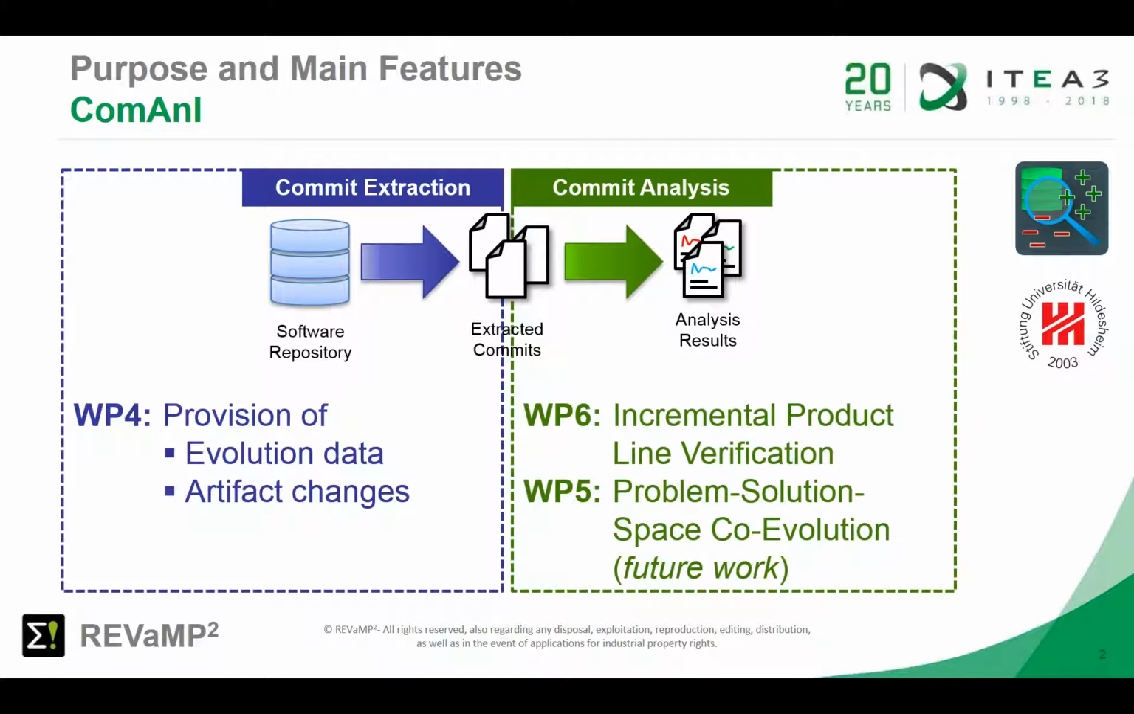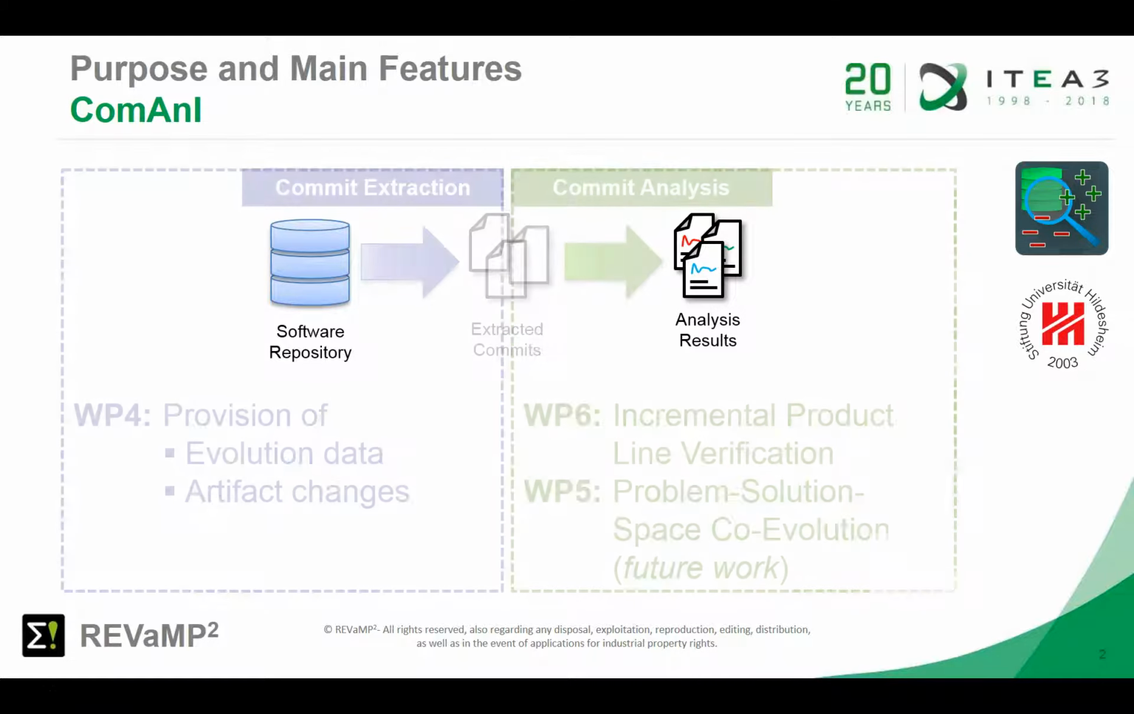The commit analysis part is more a subject to other work packages, like Work Package 6, where we use this infrastructure as part of our incremental product line verification approach to detect artifact changes and their impact, and to reduce verification effort by reducing analysis to artifacts affected by those changes. Further, we plan to use a similar change identification in Work Package 5 to detect divergences between artifacts of the problem and the solution space during evolution.